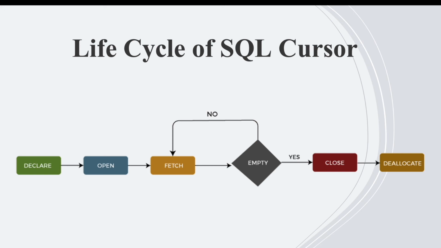After we fetch, we close the cursor. The cursor must be closed after finishing work involved with it. This is done by using the close keyword. Finally, we must deallocate the cursor. This is the final step of the cursor life cycle, erasing the cursor definition and everything associated with it. This is done by using the deallocate keyword.